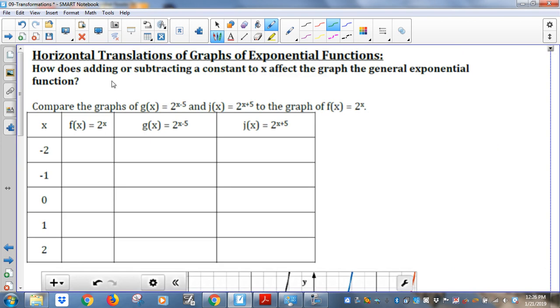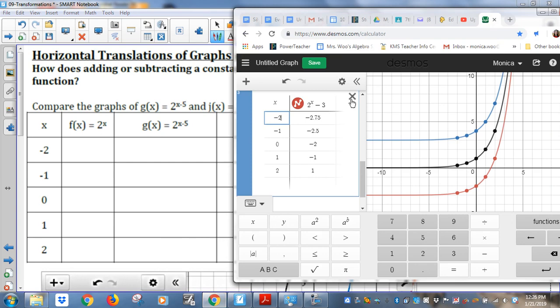Over here we have horizontal translations of graphs as exponential functions. And so how does adding or subtracting a constant to x affect the graph of the general exponential function? And so we're going to do the same thing. We're going to compare these graphs. Now I'm going to come to Desmos and show you exactly what we are going to do here.